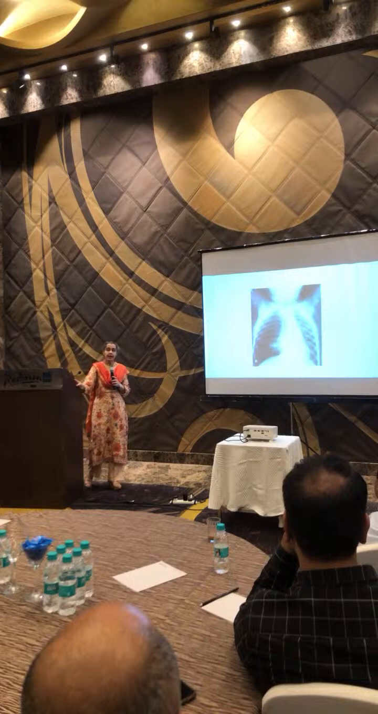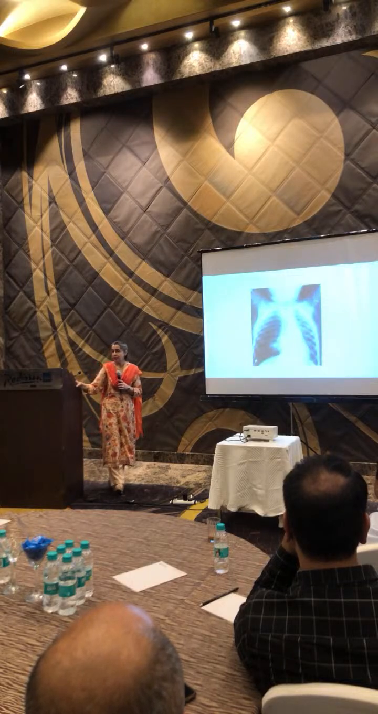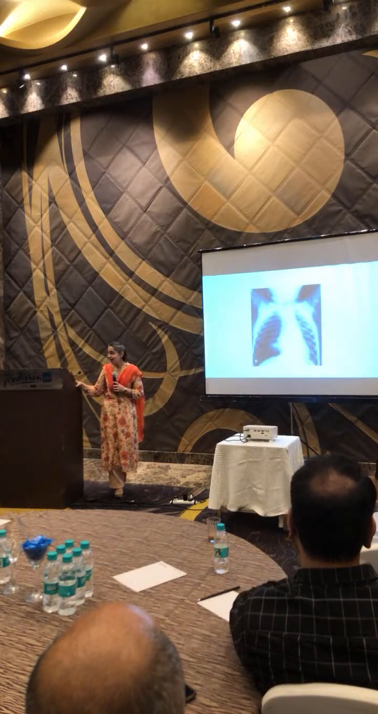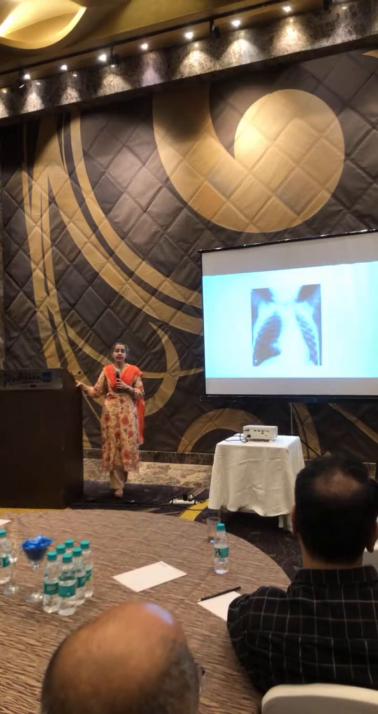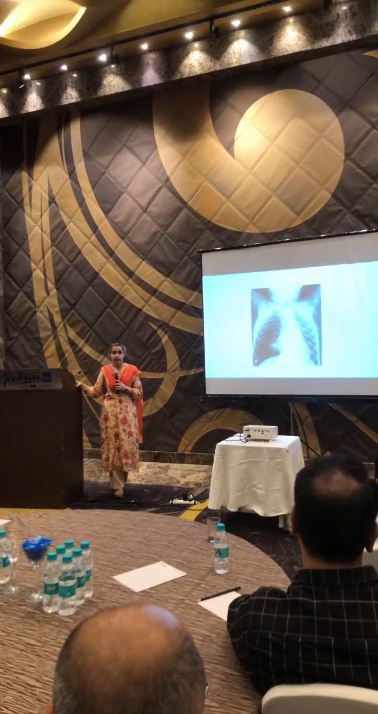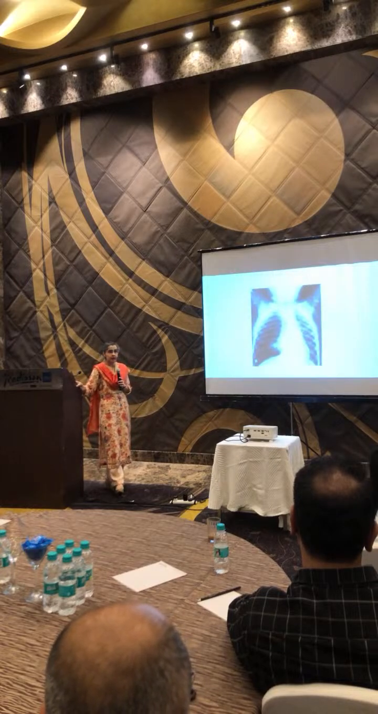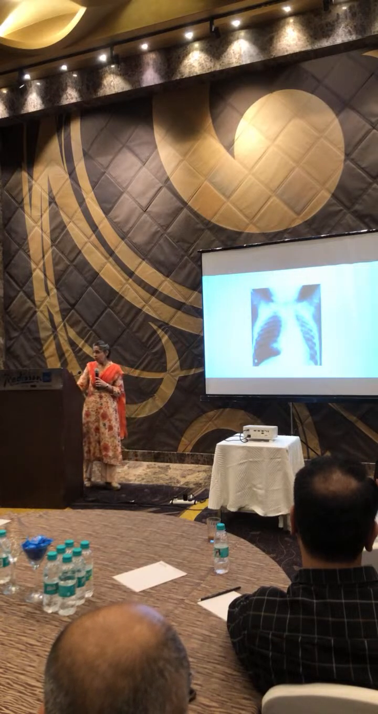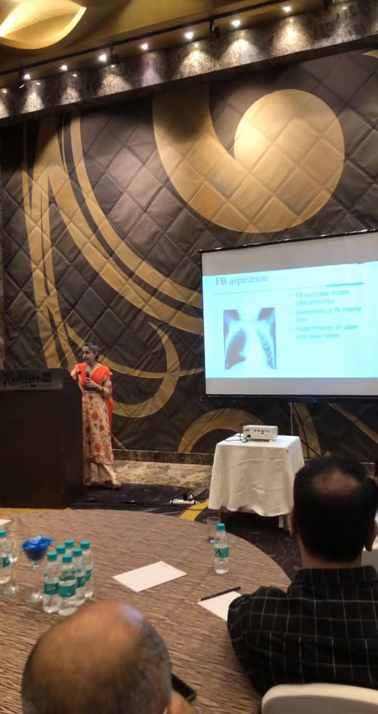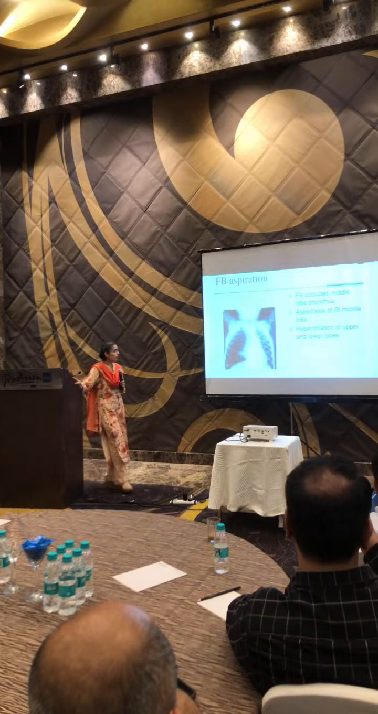Before coming to the next case, being a teacher, I can't stop asking questions. This is a 10-month-old who had a sudden choking spell and presented with marked respiratory distress. There was a wheeze and decreased air entry on the right side. What do you think has gone wrong? Excellent. So a foreign body has occluded the middle lobe bronchus.